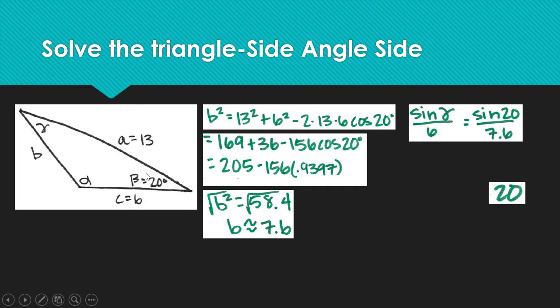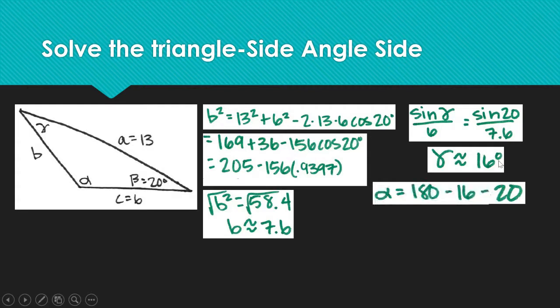So now that I have that pair of beta and b, I'm going to find gamma. So I'm going to say, okay, sine of gamma over 6 equals sine of 20 over 7.6. Cross multiply, divide, you get gamma is about 16. And then we can subtract from 180 and say 180 minus 16 minus 20 tells me alpha is 144.